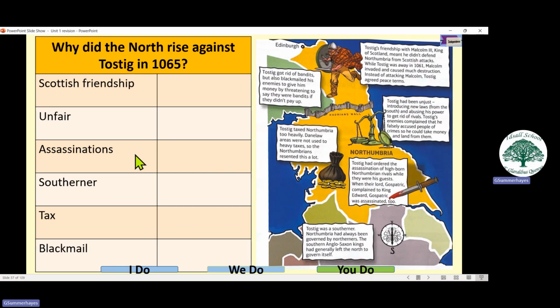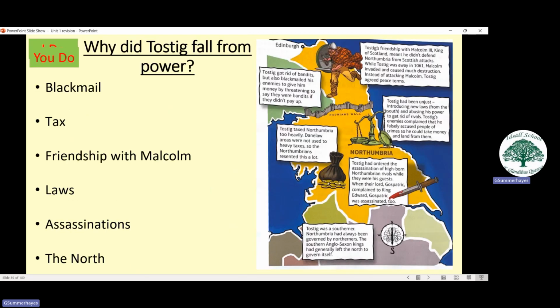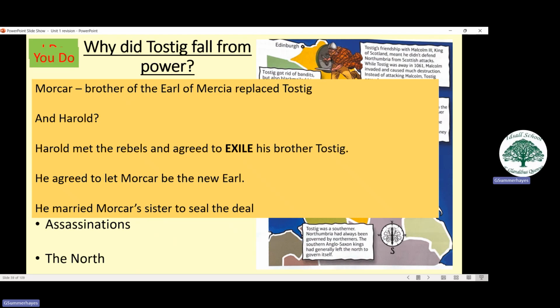Now, obviously, if you got that question that we saw a little bit earlier, you wouldn't have to do 6 paragraphs. There's only 3 needed for a 12-mark question. But you could put some of those together, couldn't you? You could put him being unfair, blackmailing and assassinations together, and you could put the fact that he's not a true Northumbrian, allowing Scots to attack them, and because he was a southerner and brought in things like taxes from the south. You could think of 3 paragraphs there which included all of those things. So the Northumbrians rose up against him.